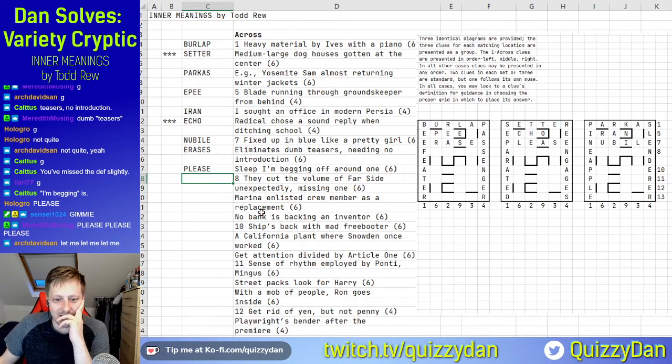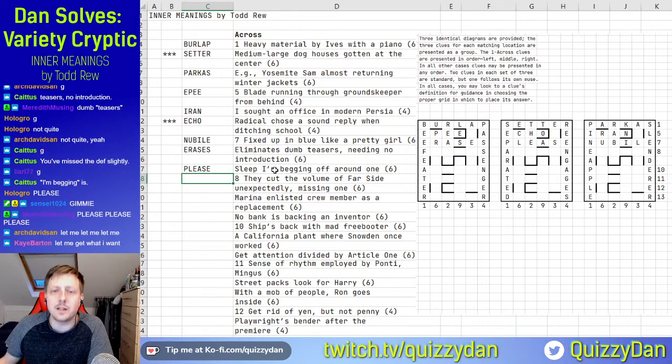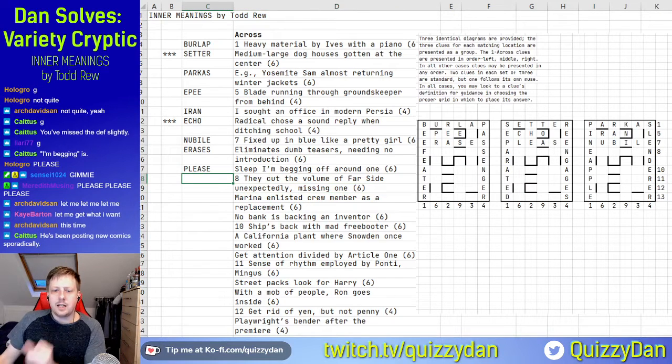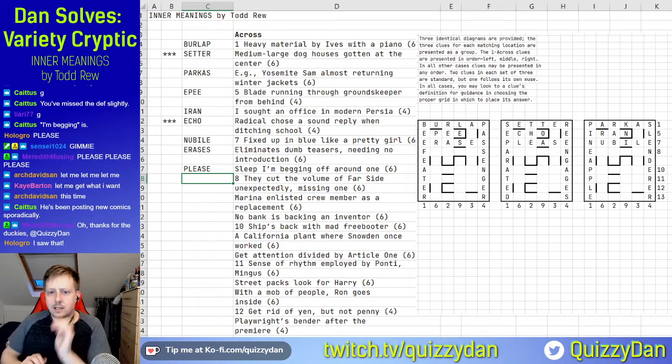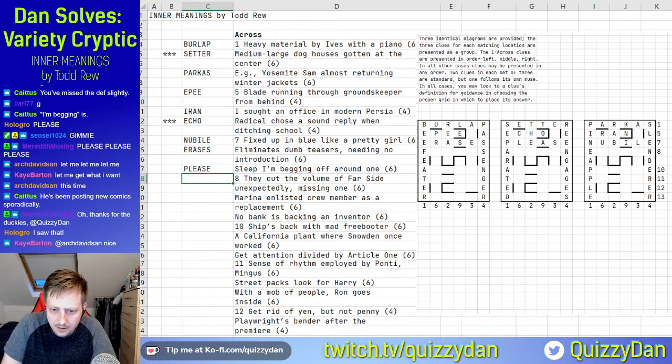Okay, 8 across. They cut the volume of Far Side unexpectedly, missing 1. Why did the Far Side and Gary Larson trend today? It trended today on Twitter, or yesterday, very recently, the Far Side. Love the Far Side. Don't know why it trended. They cut the volume of Far Side unexpectedly, missing 1. Okay, so that is how it's got to work.